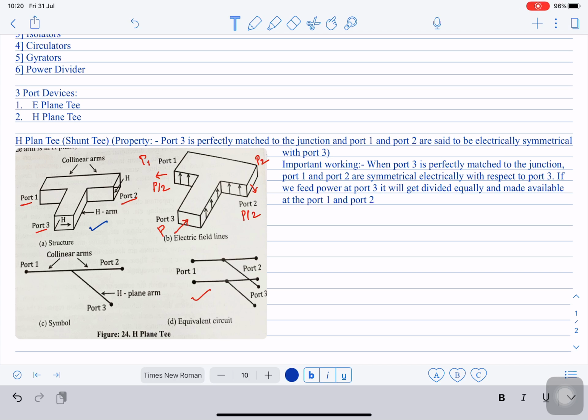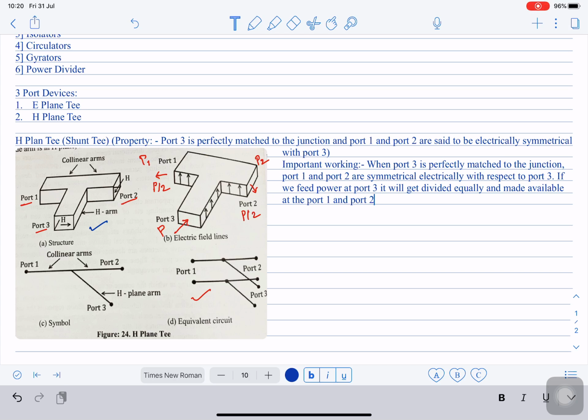The meaning of electrically symmetrical is that whatever power output we get at port number 1 and at port number 2, these two power outputs have the same magnitude as well as the same sign. That means both are positive. So this is an important property of the H plane T.